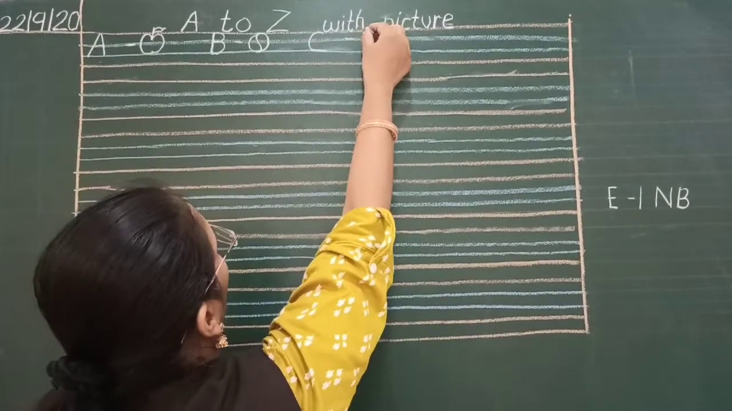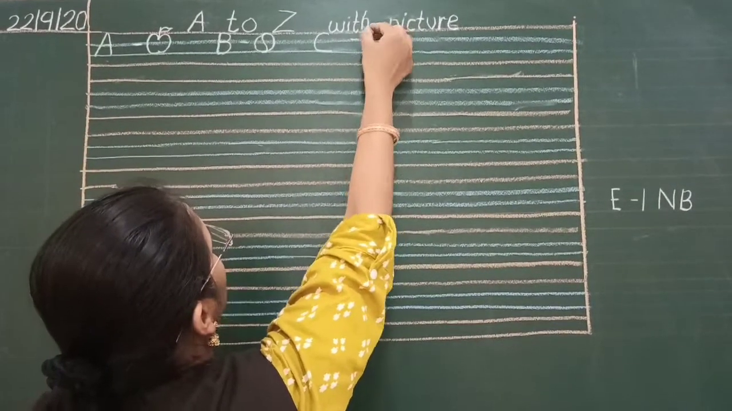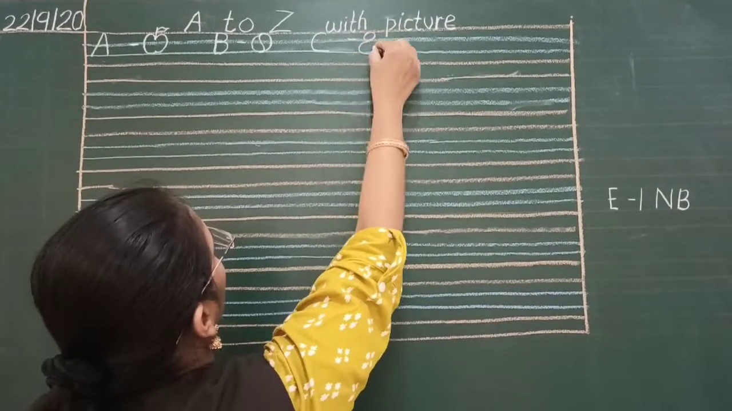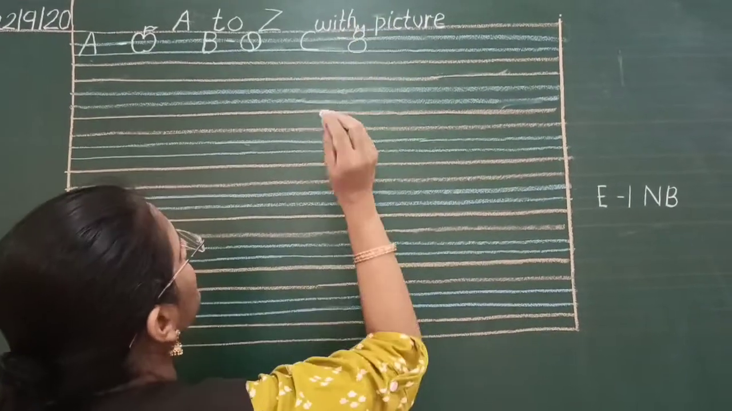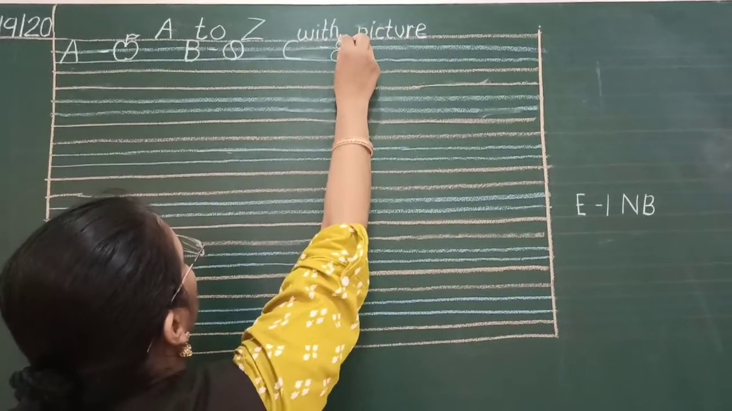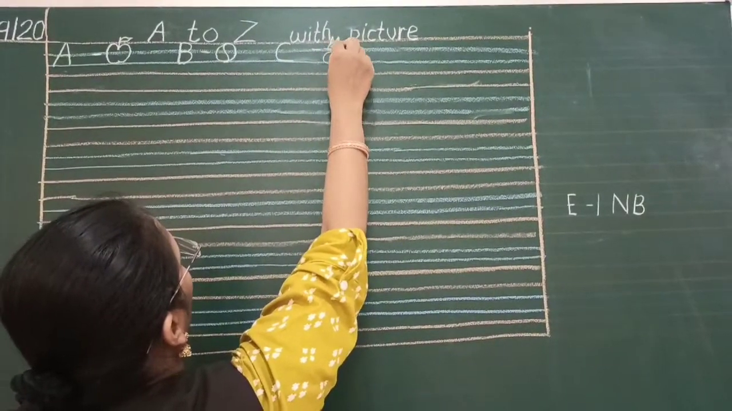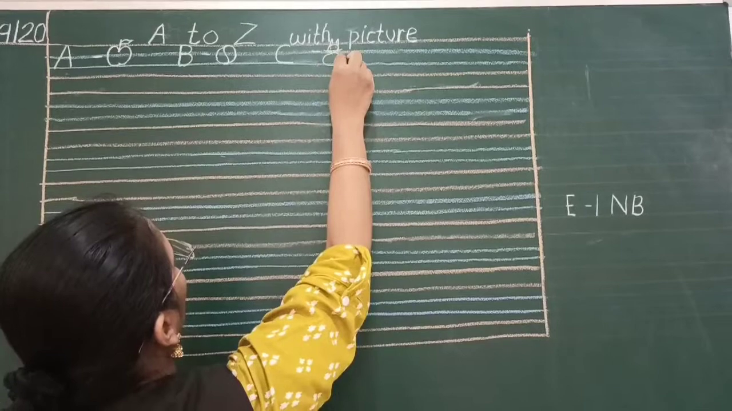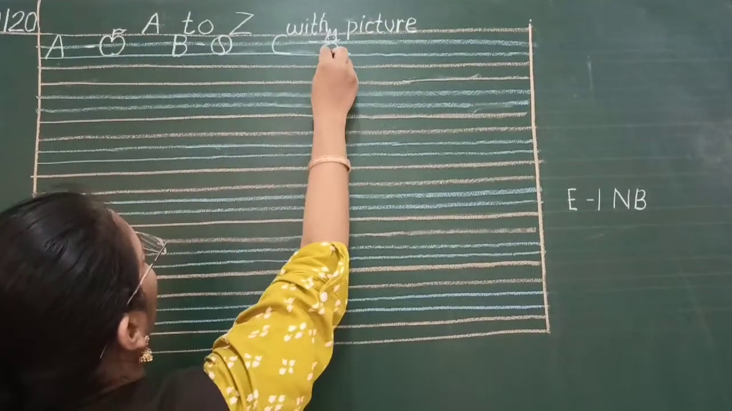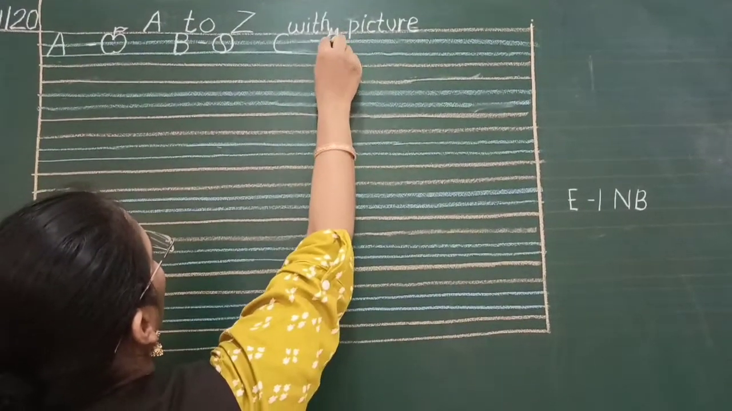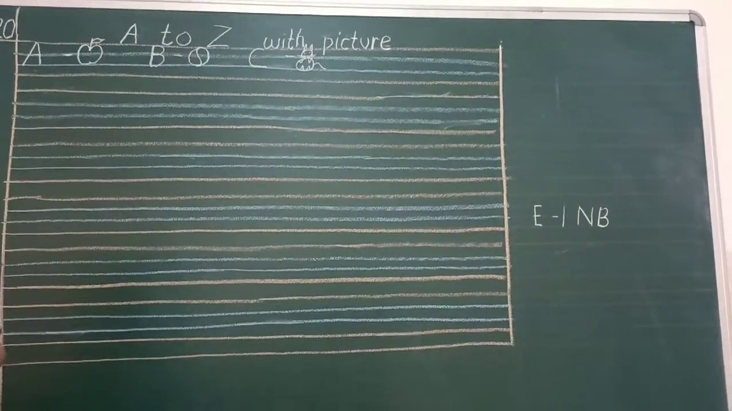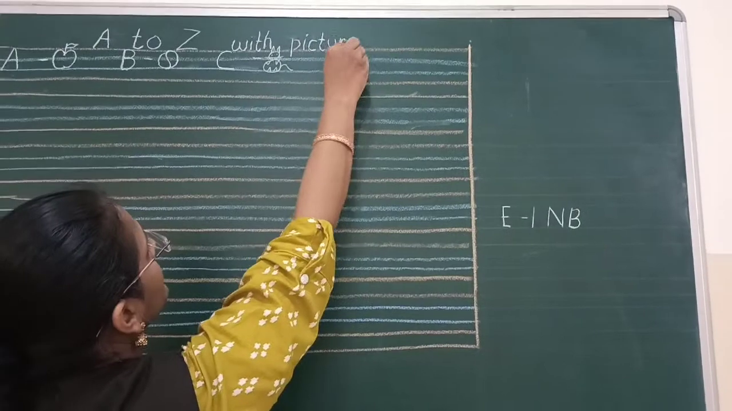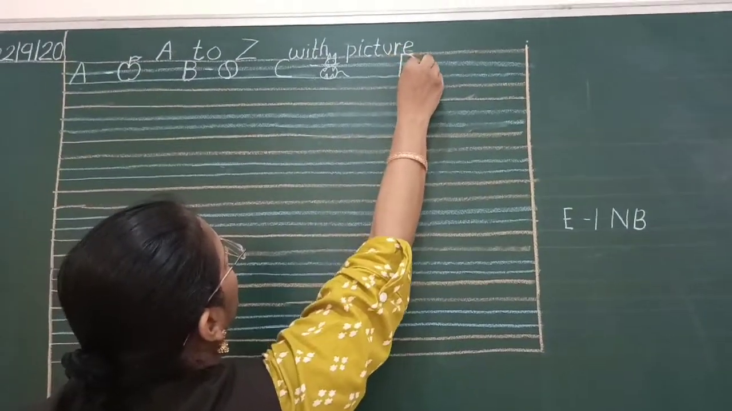Okay, so how to draw cat? One circle, then one big circle. Then here up and down for the ears, two eyes and mouth, and here one tail, and then legs up and down, this way. Okay, now last we have to write capital alphabet D.